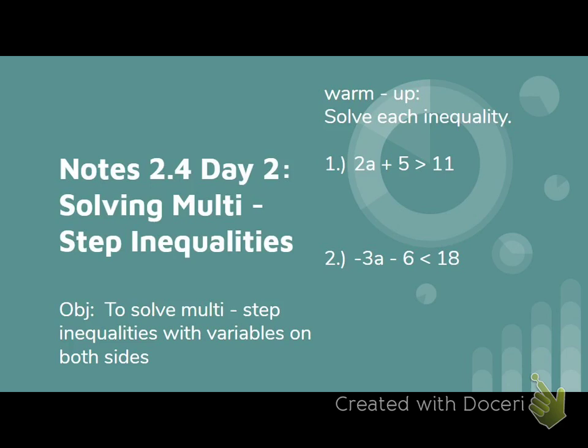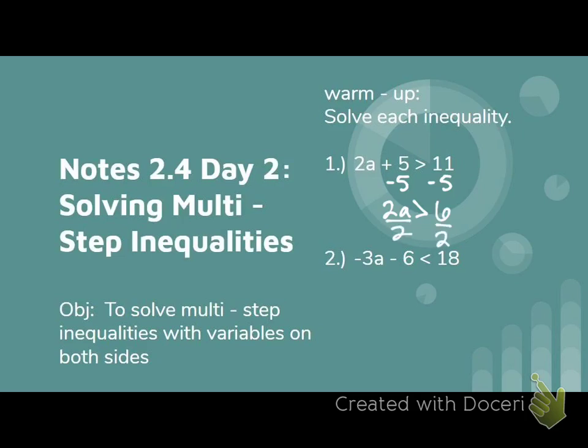Like when we multiply or divide both sides by a negative, what has to happen? Yep, you gotta switch the symbol, flip the sign. All right, for our warm-ups, how am I going to solve number 1? Subtract 5 on both sides. We have 2a is greater than 6, and then we divide by 2.